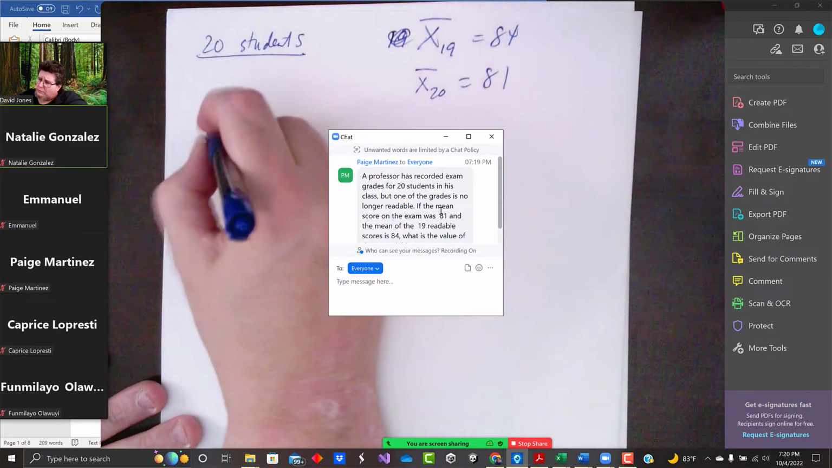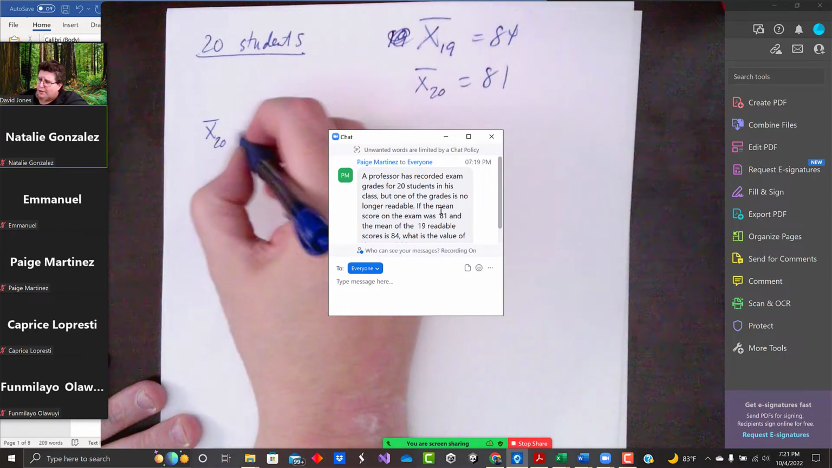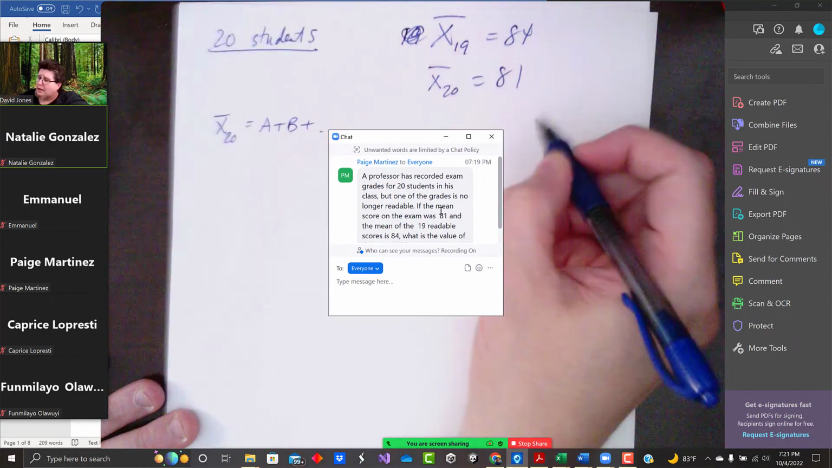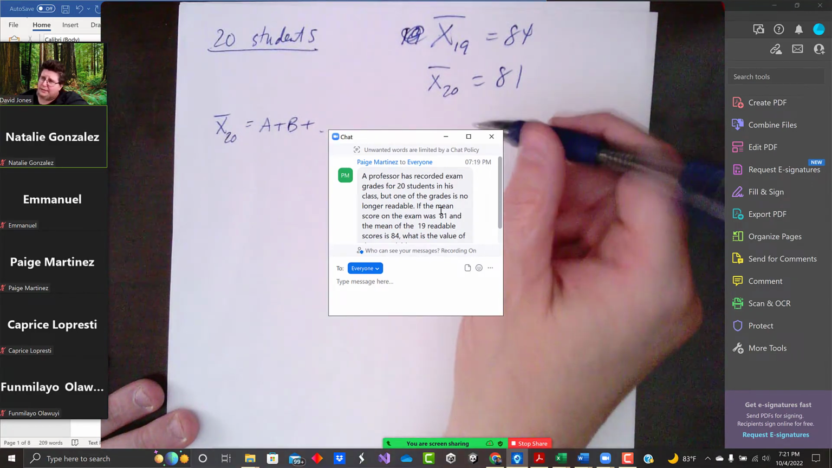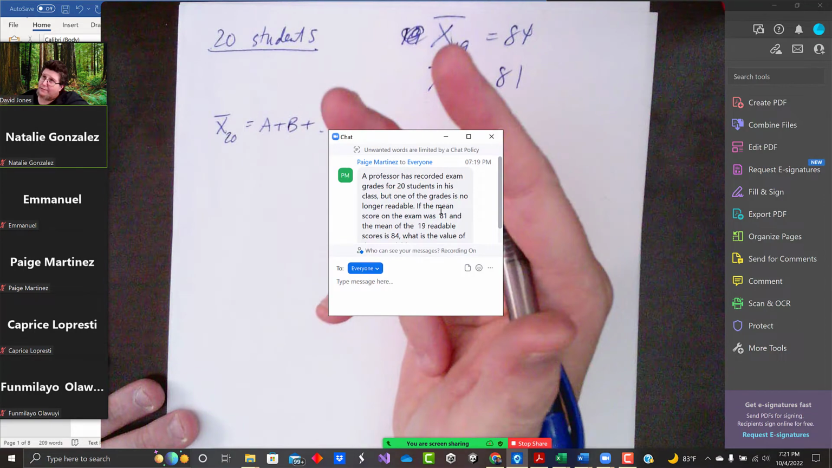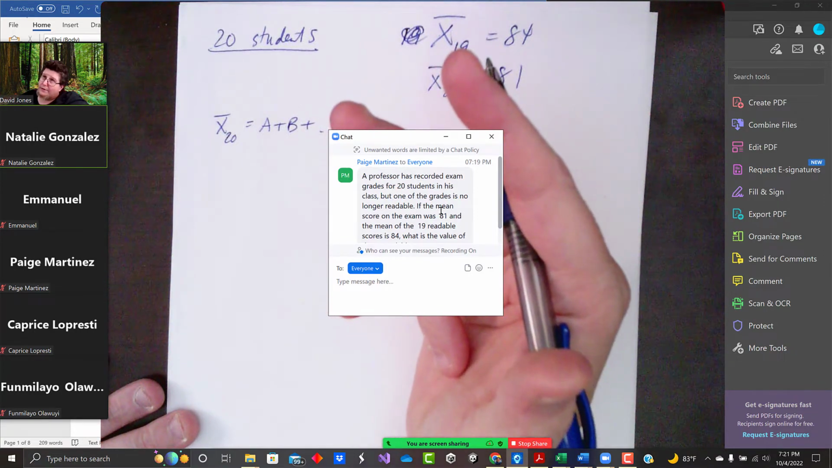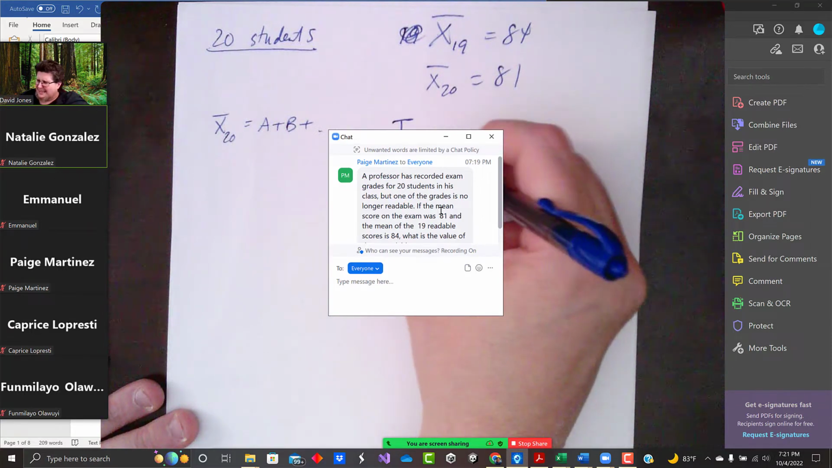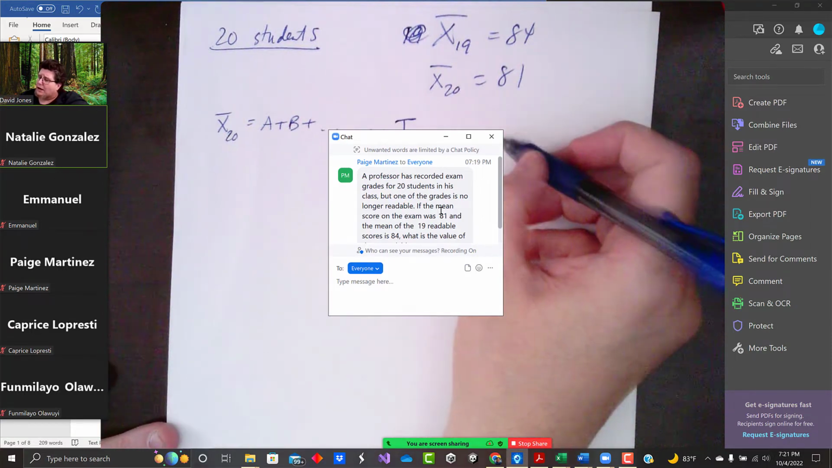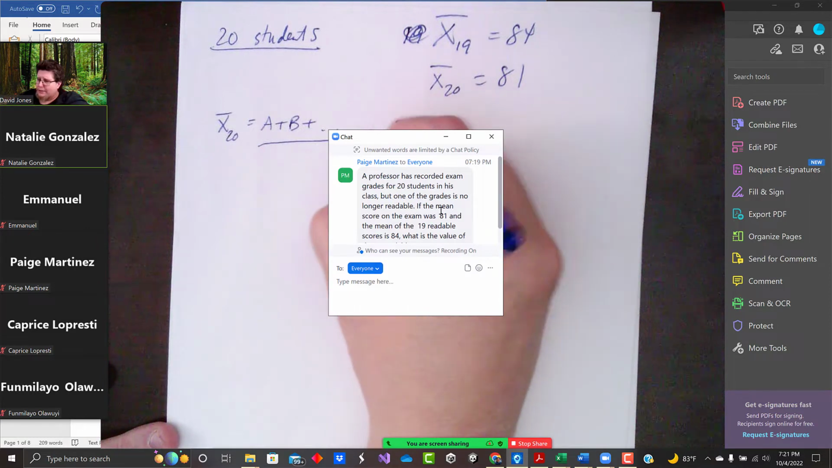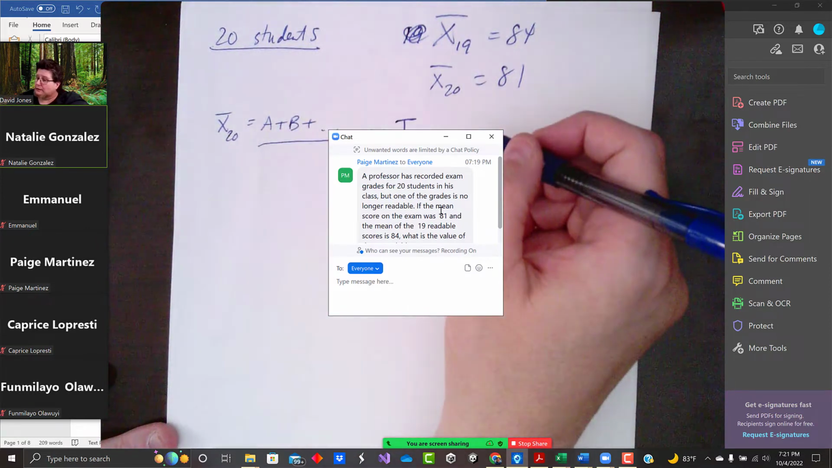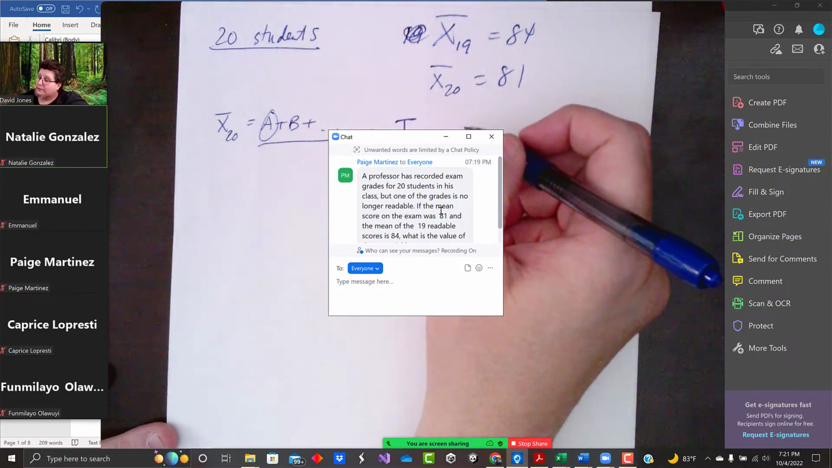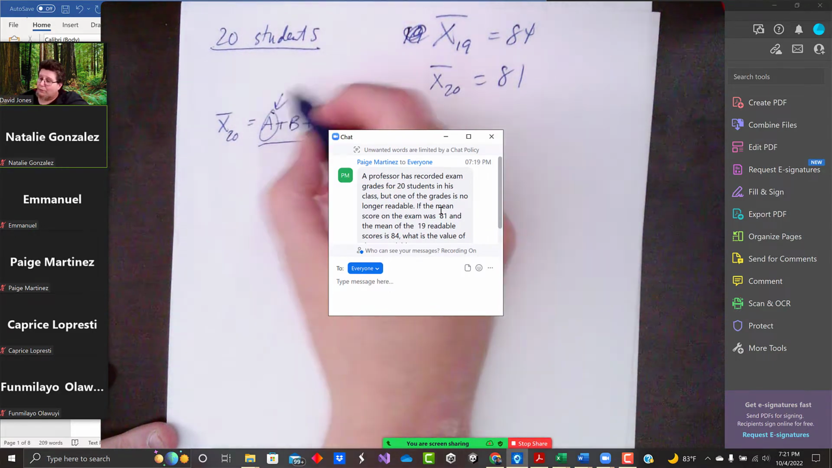So the overall mean should be person 1 plus person 2 plus, all the way up to T, I think that's the 20th letter. All divided by 20 would give us the mean, and each one of these is a score. Let's say we don't know the A, though. So that's what we're trying to find. What is A?